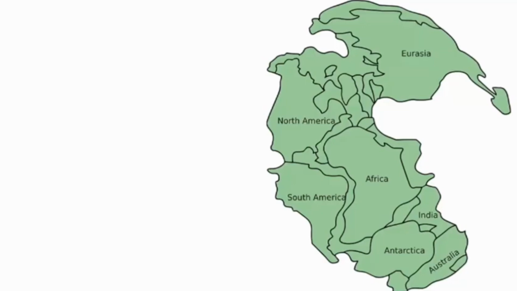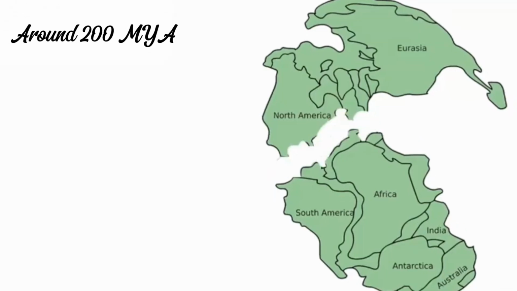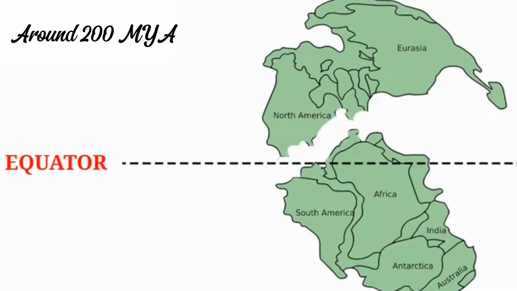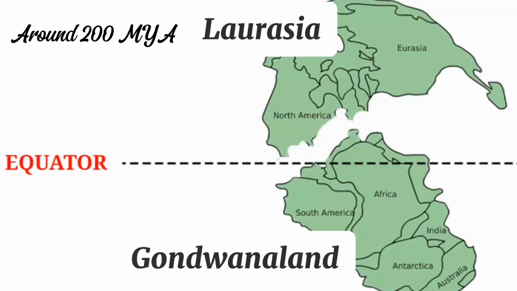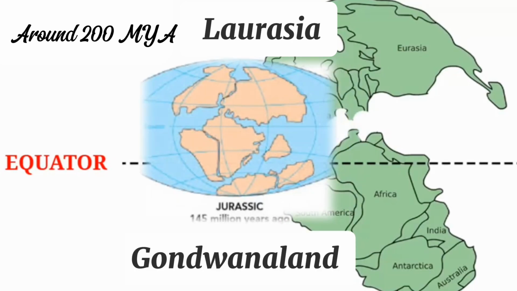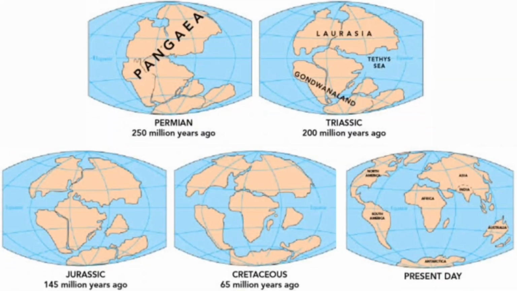Wegener argued that around 200 million years ago, this supercontinent Pangaea started to break into two smaller supercontinents called Laurasia in the north and Gondwanaland in the south during the Jurassic period. These smaller supercontinents broke into the continents, and these continents separated and drifted apart since then. The illustration shows how the landmasses drifted in the last 250 million years.